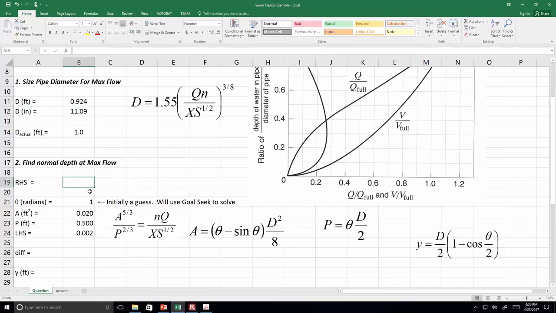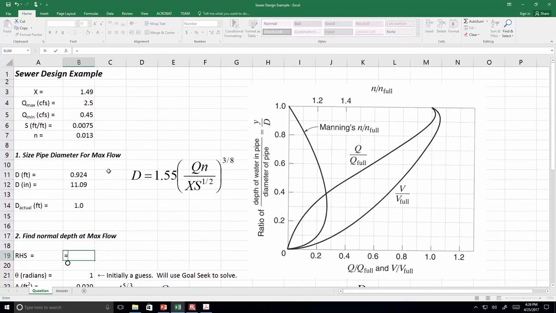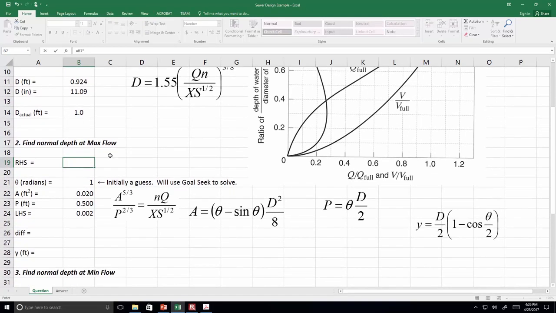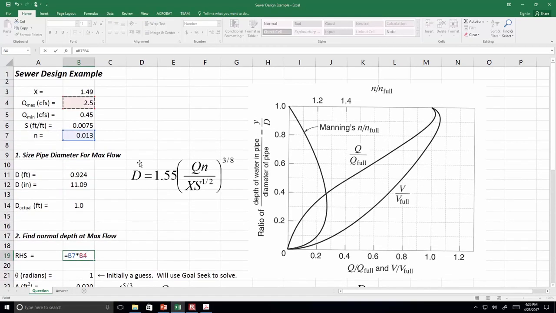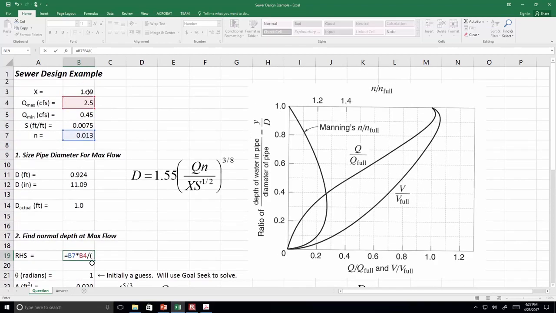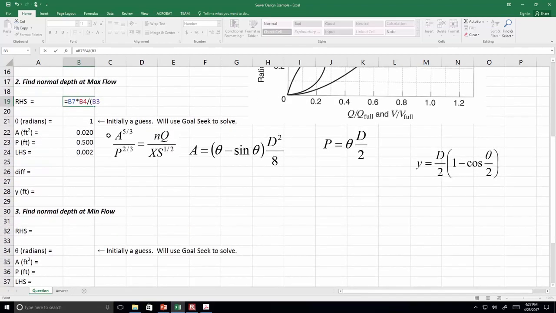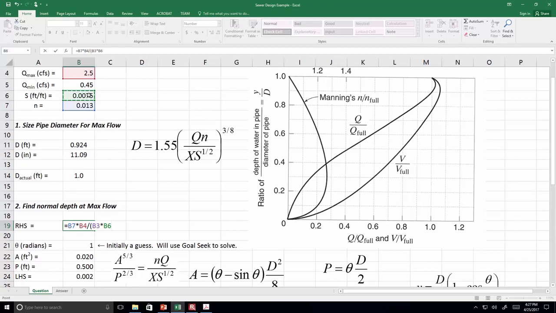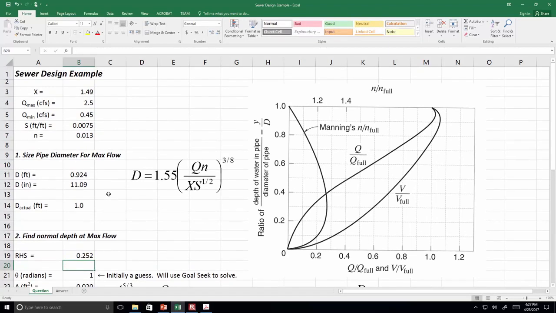And then here, for the right-hand side, we've got the n value, which my reference to it is there: n times Q max, divided by x, times the square root of s, so s to the 1/2 power. Q max.